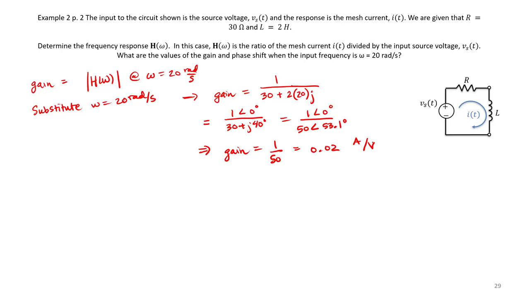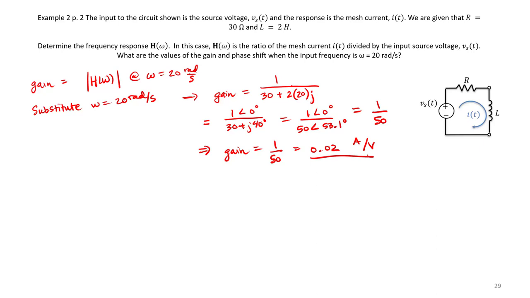So notice that the gain is calculated by basically dividing the amplitudes of the input and output phasors. So we divide our output amplitude of 1 and we determine our gain of 0.02.